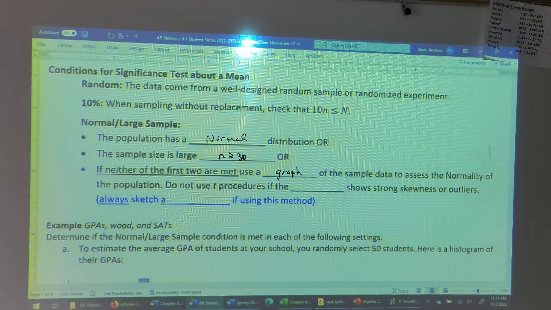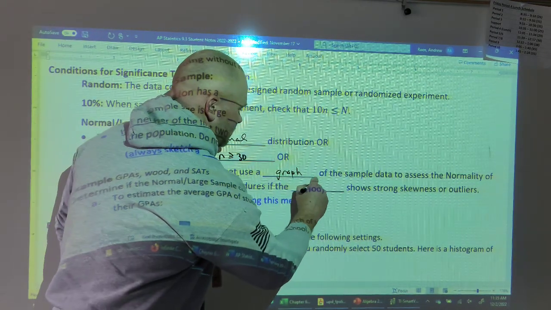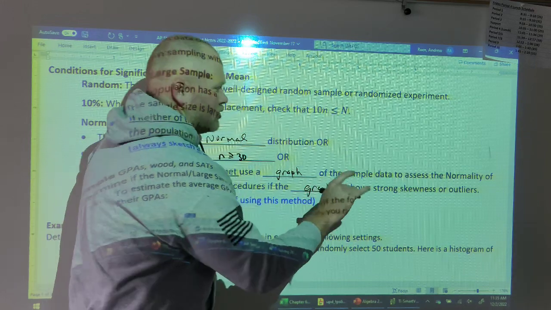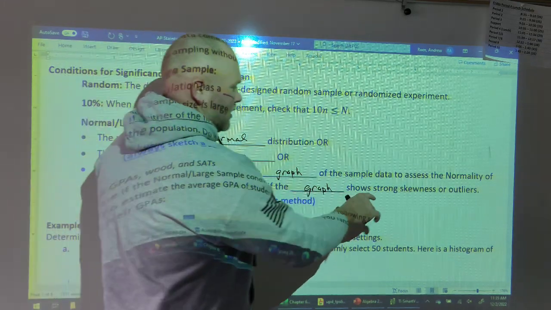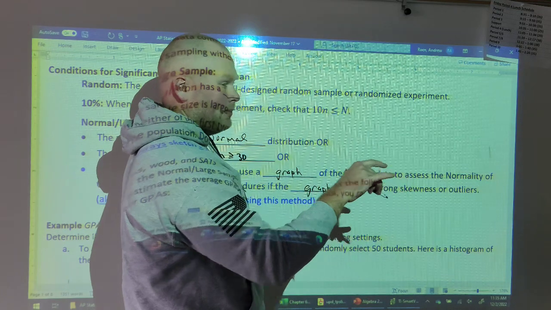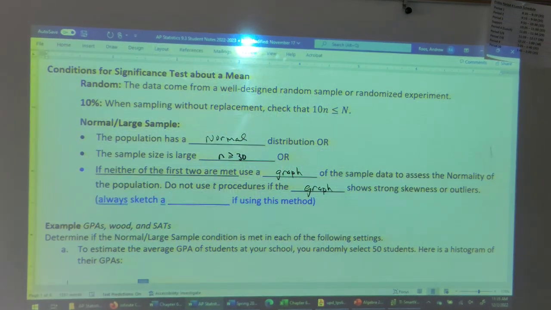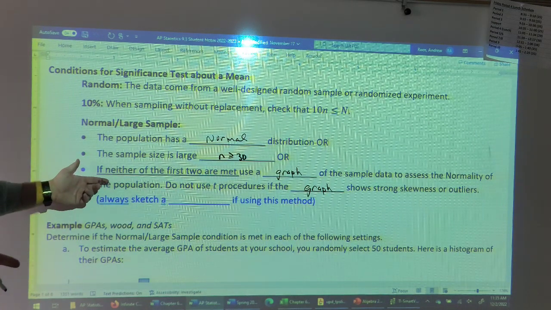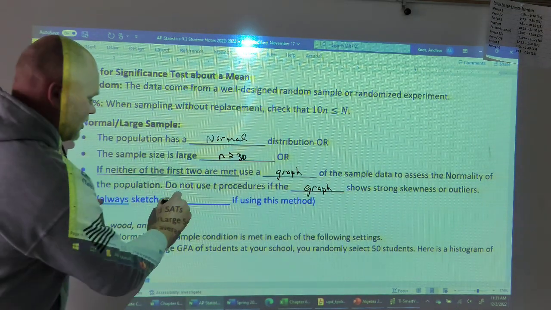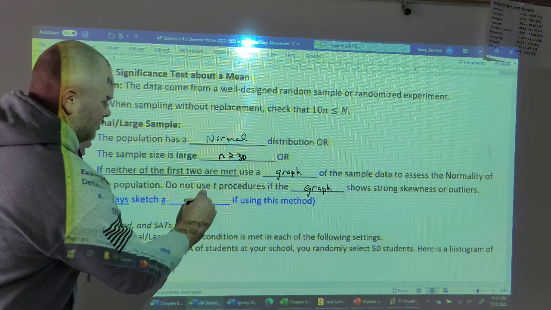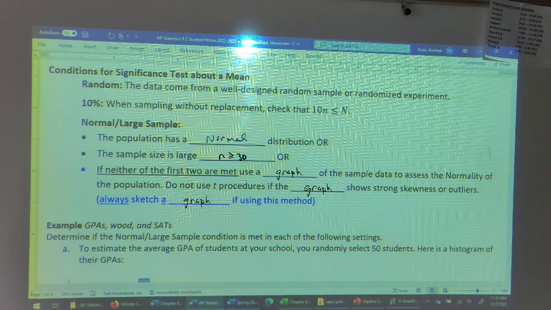Do not use t procedures if the graph shows strong skewness or outliers. It could be slightly skewed and it's still okay to proceed. But if there are any outliers, we can't use t distributions. If you have to check a graph, make sure you always sketch the graph if you're using that method.